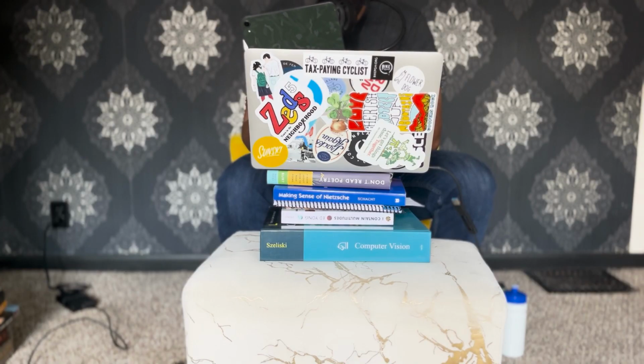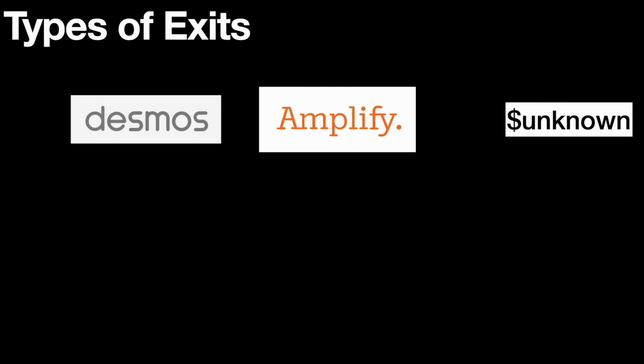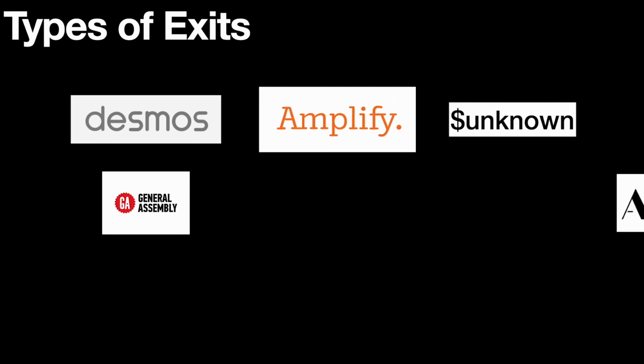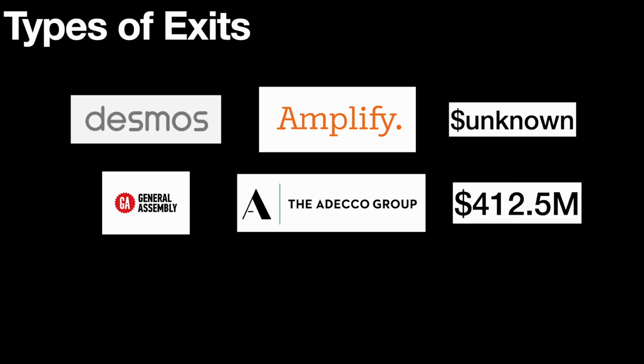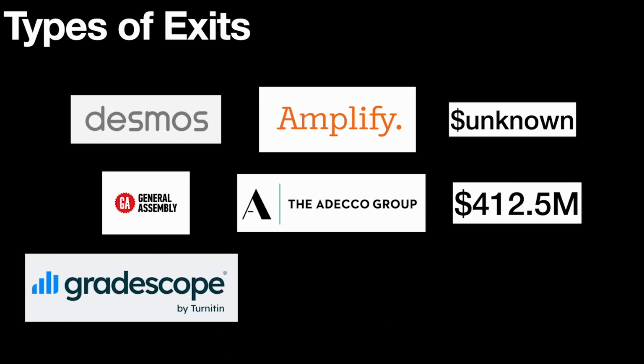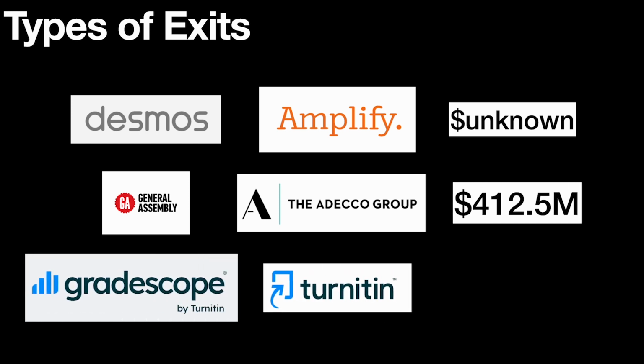Okay, now that you have customers and a successful startup, you want an exit. Here are some types of exits that have happened already in the space. Desmos was acquired by Amplify Education. General Assembly was acquired by Edtech for $412.5 million. Gradescope was acquired by Turnitin. People Grove was acquired by Riverside Company.